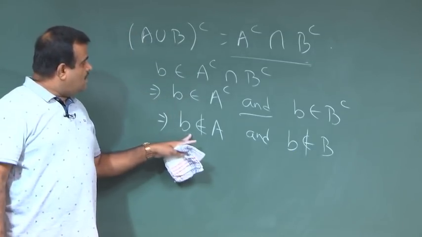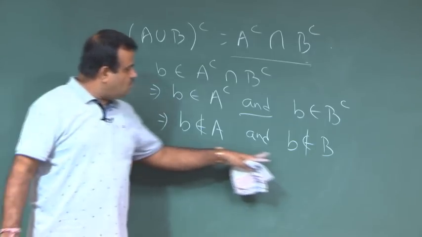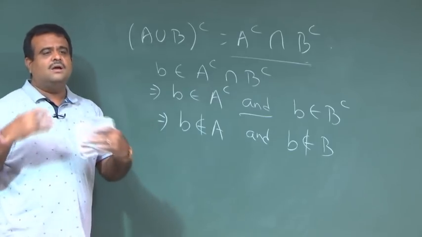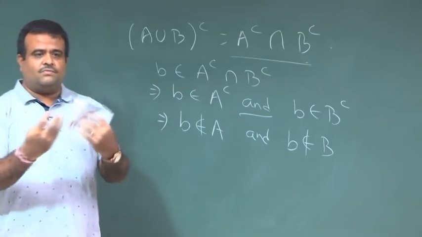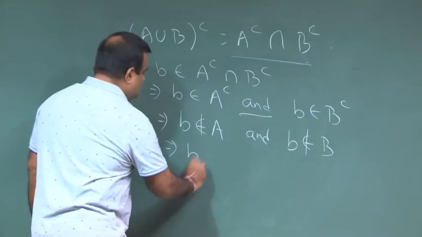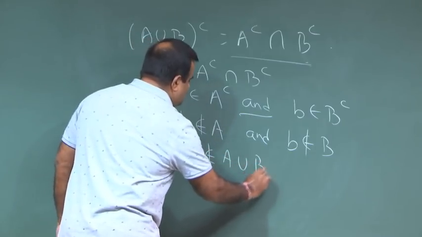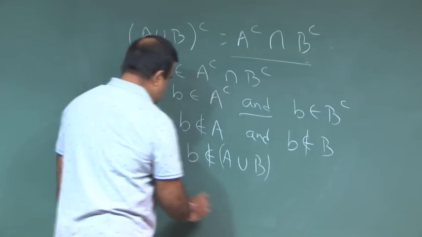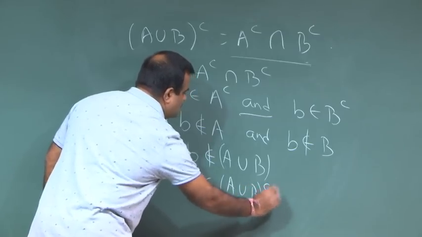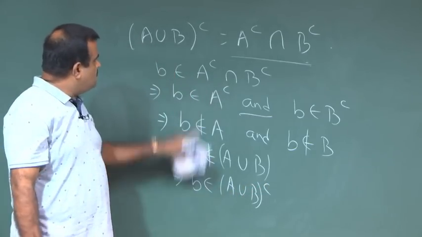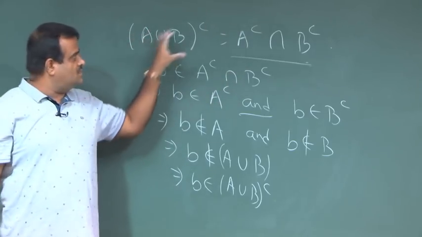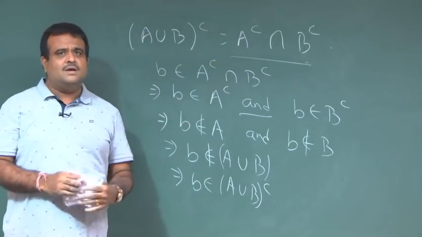Okay. Now, if it does not belong to both A and B, then it does not belong to the union, because union is the collection of elements which are either in A or in B. So, this implies b does not belong to the A union B set. So, this implies b belongs to their complement. That is it. So, b belongs to this set. So, that means this is a subset of this, and earlier we have proved this is a subset of this, hence these two sets are equal.